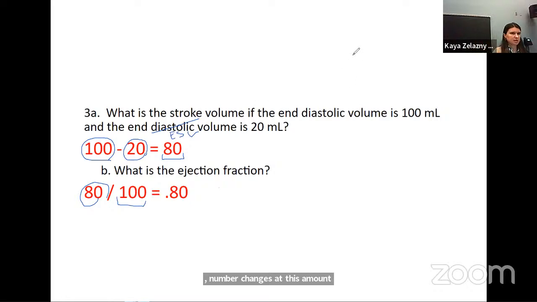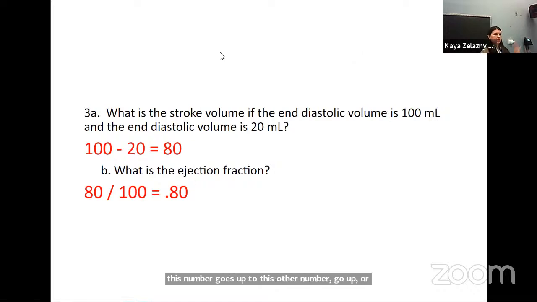Usually when I have you do math in this class, I just ask you to tell me if this number goes up, does this other number go up or down. That's the amount of math we'll usually be doing.